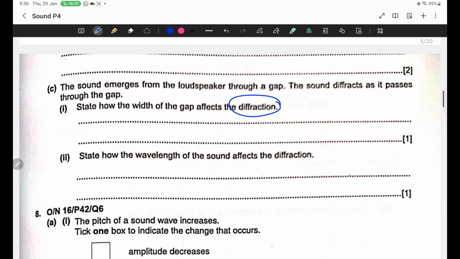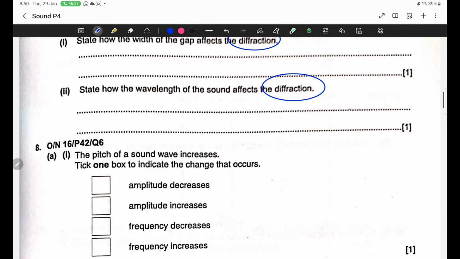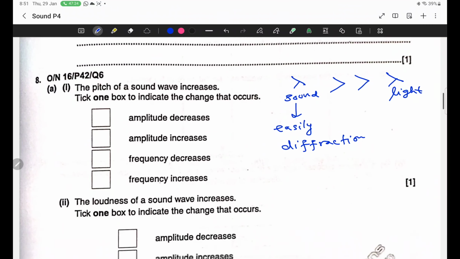Actually, again, there is a diffraction question. And remember, the wavelength of sound is very, very much longer than the wavelength of light. So sound easily diffracts. Remember, the diffraction of sound is very easy, and the wavelength of light is very small. So diffraction of light is very difficult. It is just a comparison.